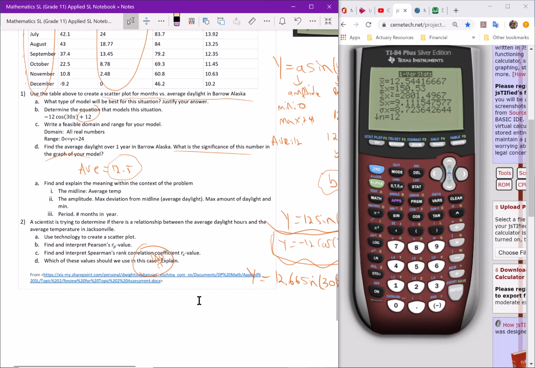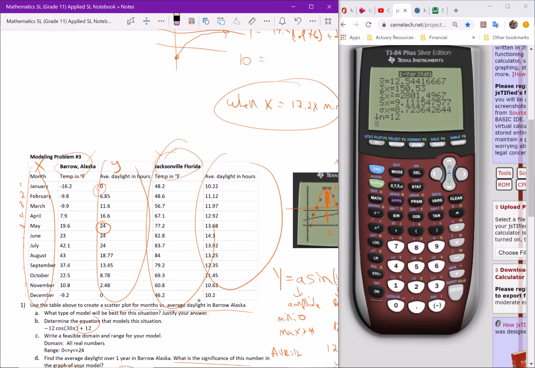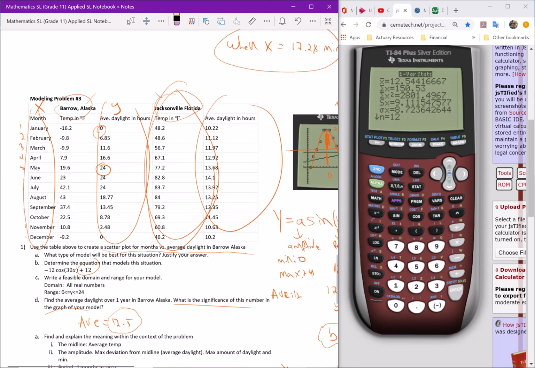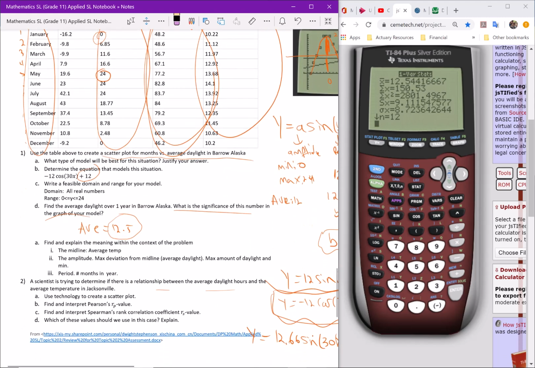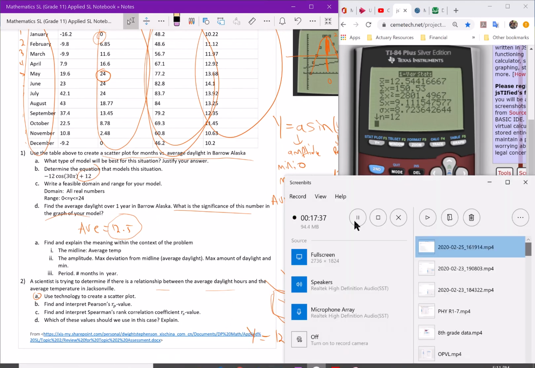All right, another thing we want to be able to do is, scientists try to determine if there's a relationship between the average daylight hours and the average temperature in Jacksonville. So average daylight hours and average temperature in Jacksonville. Trying to see if there's a relationship here. So we're going to start by creating a scatter plot. Let me put that into my calculator.